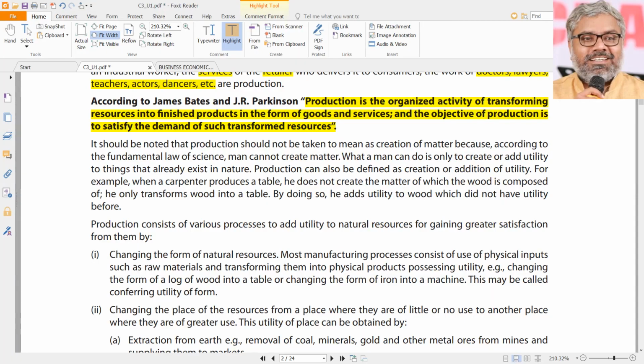So the question comes, is the first one also production? No, sir, it is not production. Why? Because there is no organized activity in the first case. It is nature's gift. We cannot claim, human beings cannot claim the production of nature as our production.